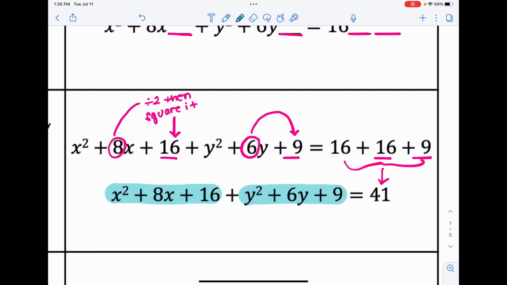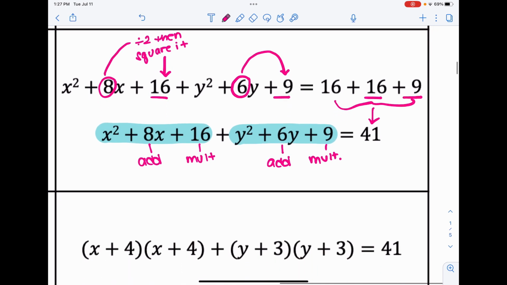So if I factor x squared plus 8x plus 16, I'm looking for two numbers that add up to 8 and multiply to 16. And those numbers are 4 and 4. You should get the same number twice every time. If I'm doing it with the 6y, y squared plus 6y plus 9, I'm looking for two numbers that add to 6 and multiply to 9, and that's 3 and 3.